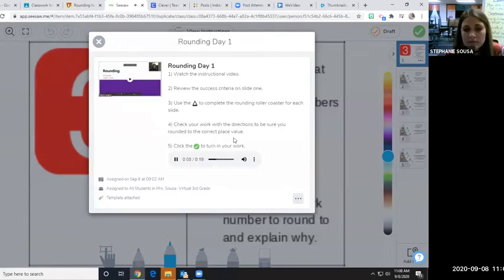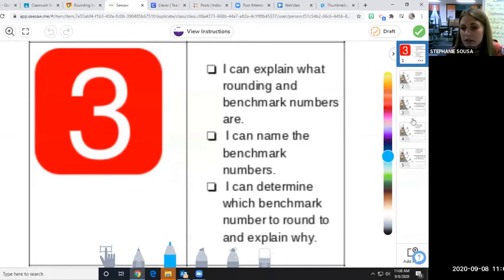Review the success criteria on slide 1. Done. Use the pencil to complete the rounding roller coaster for each slide. Oh, I haven't done that yet. Oh, I see my slides over here.